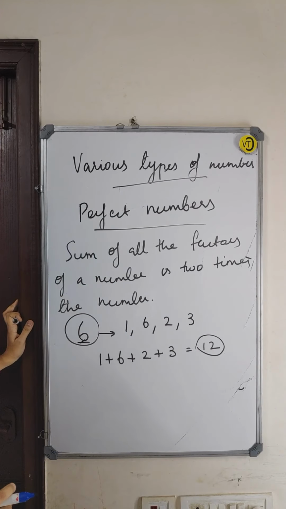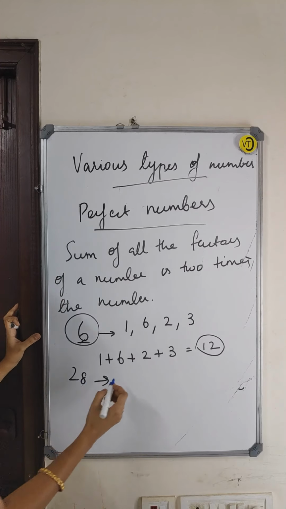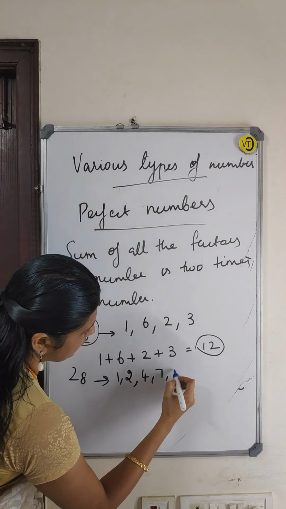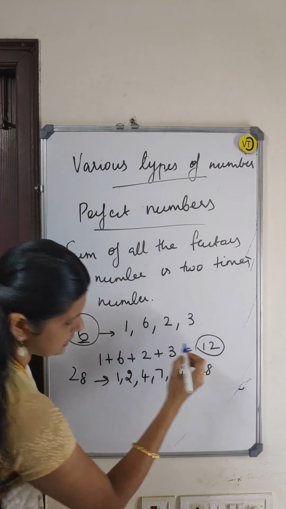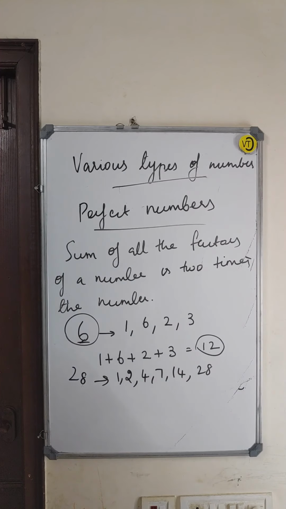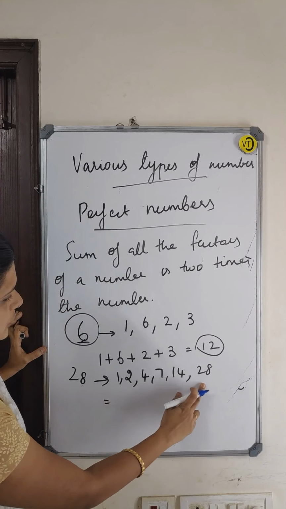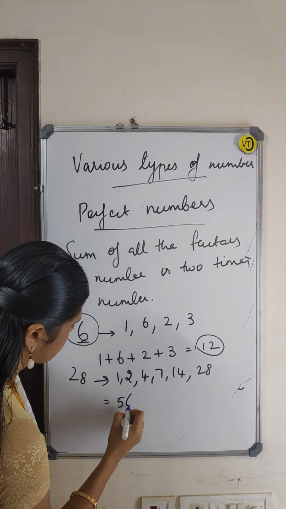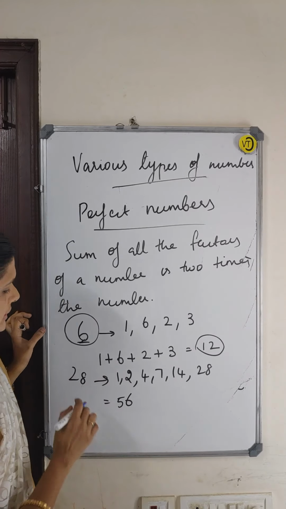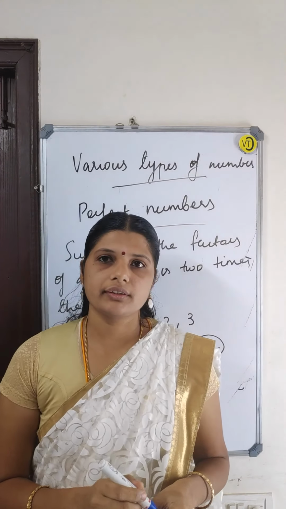One more number, if I tell: 28. What are the factors? 1, 2, 4, 7, 14, and 28. If I sum this, 1 plus 2 plus 4 plus 7 plus 14 plus 28 is 56. 56 is twice this number. 28 into 2 is 56. So I can tell 28 is a perfect number. Right? Thank you guys.